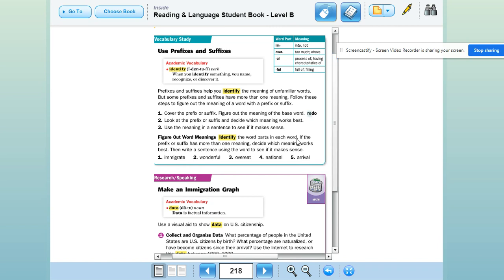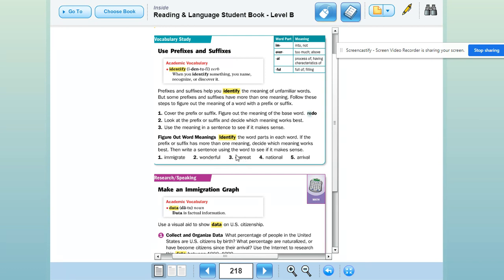In the word immigrate, I have im- meaning into or not. Im or migrate. So I'm going to cover this. Okay. Migrate means to move from one place to the other. What about immigrate meaning not moving from one place to the other? But I know immigrate means to move from one place to the other. Wonderful. Wonder means when you think about something. But what about full? So you're full of wondering. So that's how you figure out the meaning.